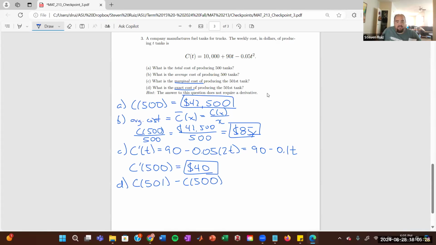So the C of 500 we already found: $42,500. I did not write down the intermediate steps in my notes here, but I will tell you this. If you evaluate this function at t equals 501, and then subtract 42,500 from that, because that's what C of 500 is, the value we get is very, very close to what the marginal cost estimated: $39.95. All right, that's all for checkpoint 3.